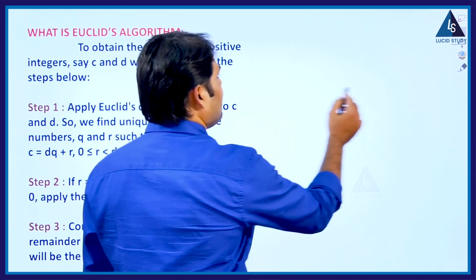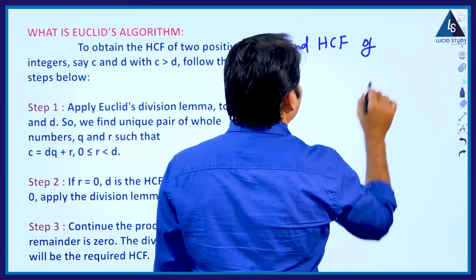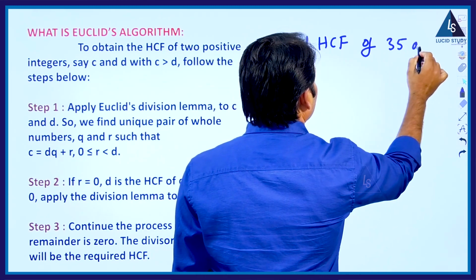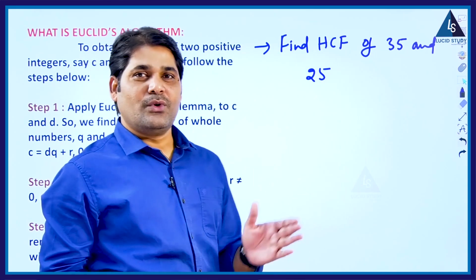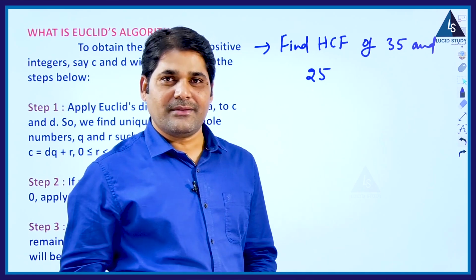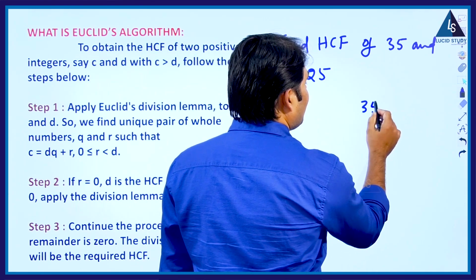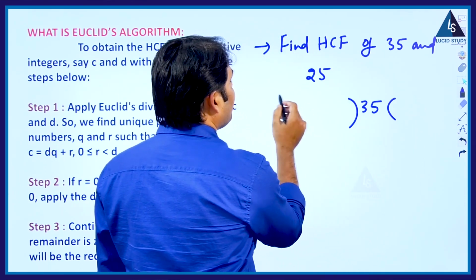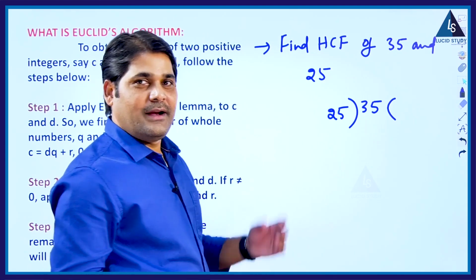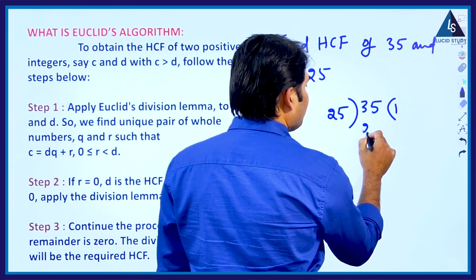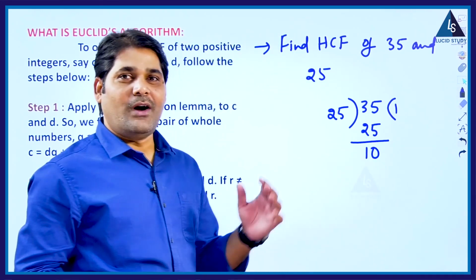The given example is: find HCF of 35 and 25. Instead of doing those many steps, is there any easy way to do it? There is an easy way. The bigger number is 35. So the first step is common: 35 is greater than 25, so I will divide 35 by 25. 25 ones are 25. Now remainder how much? 10. Good. Now what will you do?